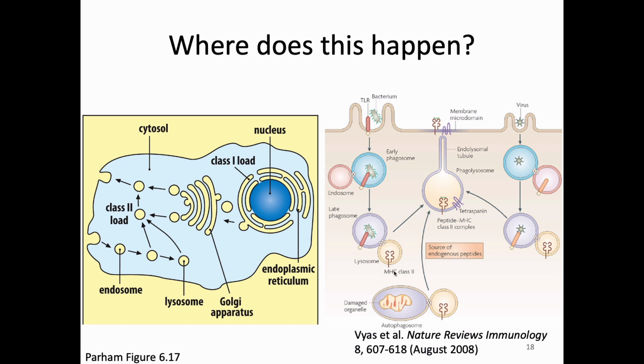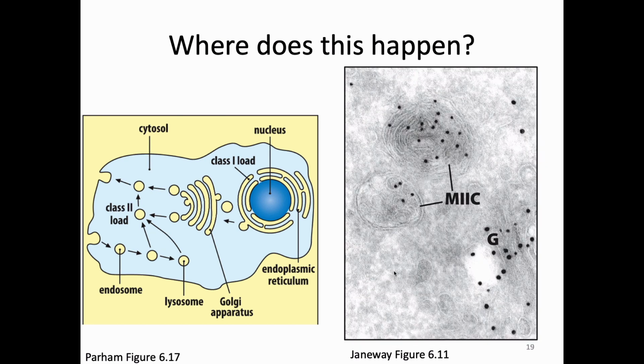And in the end, we gave up, and we named the place where it happens the MHC Class II loading compartment. And so we just made up our own name for a thing: MHC Class II loading happens in the MHC Class II loading compartment.